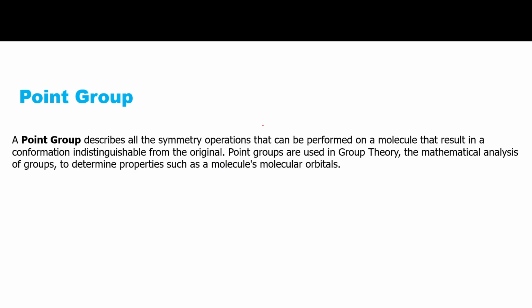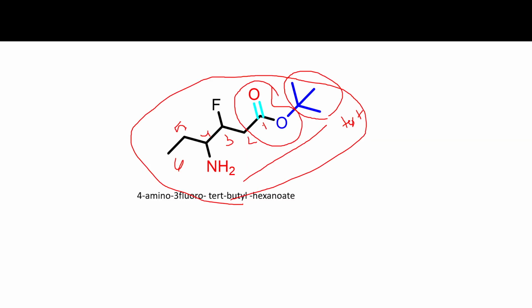Then we are coming to the point group. So in between this IUPAC nomenclature, do any doubts remain? No, sir, but they are a little bit confusing. Confusing. Which one is confusing? The ester ones.